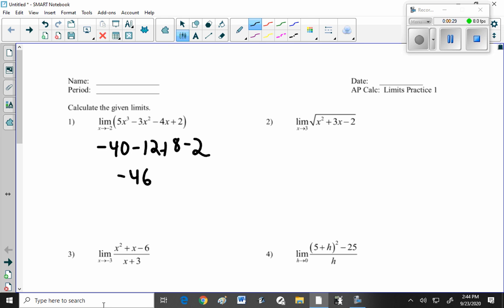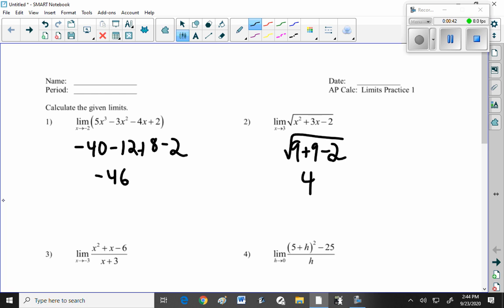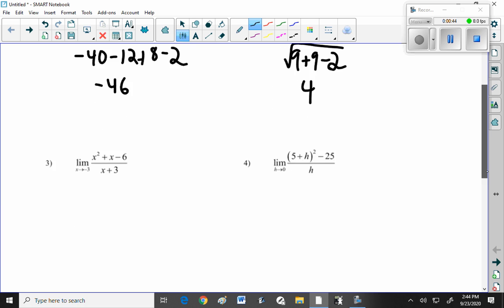For this one, you just plug in 3. So if we plug in 3, that will be 9 plus 9 minus 2. That's square root of 16, which is 4. All right. Next problem, problem number 3.